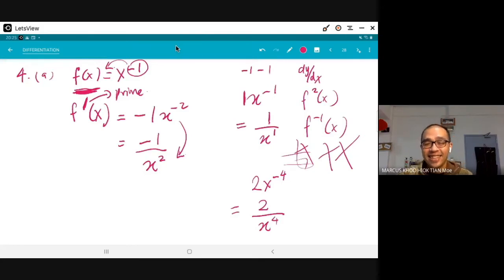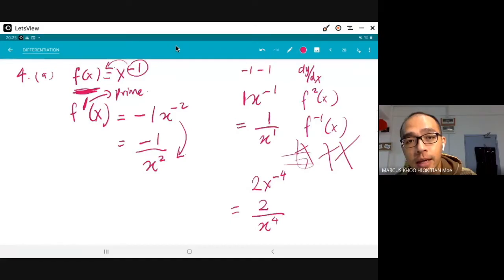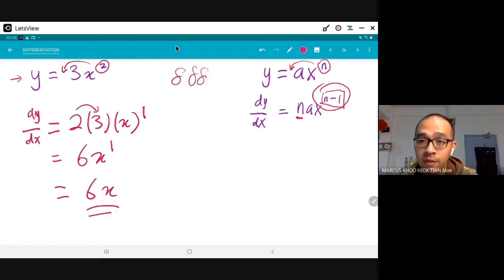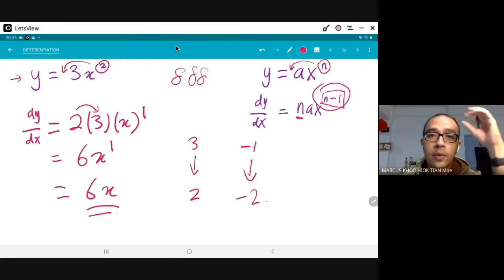Yes. Why is the power negative? Because remember the principle of the shortcut? The shortcut is the power must always minus 1. Doesn't matter whether it's a negative number or positive number. So if the power is a positive number, 3, after you differentiate, the power becomes 2, because 3 minus 1 is 2. If the power is already -1, after you differentiate, -1 minus 1 is -2. So no matter what happens, whether your power is positive or negative, the power has to minus 1.